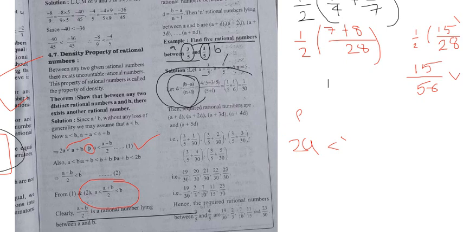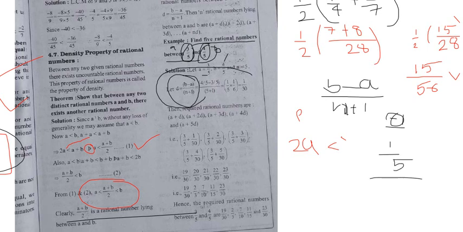b minus a whole divided by n plus 1. B is 4 by 5. A is 3 by 5. Your numerator, plus 1 by 5, and the denominator is n plus 1. How many numbers are they asking? 5, that is the n value. N plus 1 is 6. That is 1 by 30, 5 into 6 is 30. That is the answer.